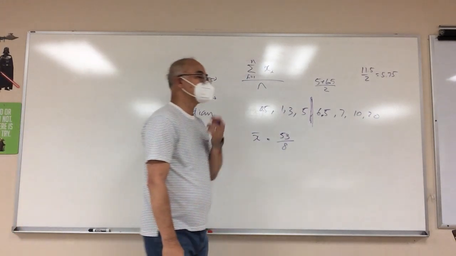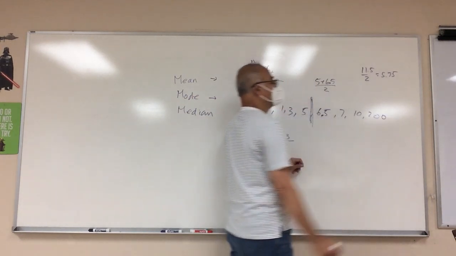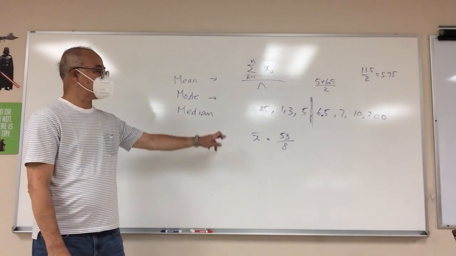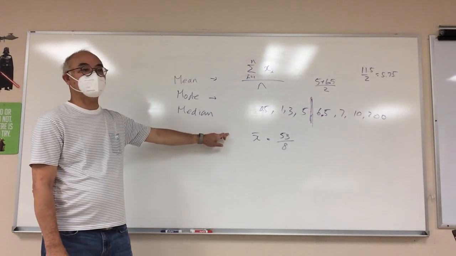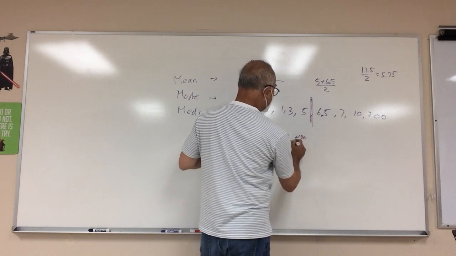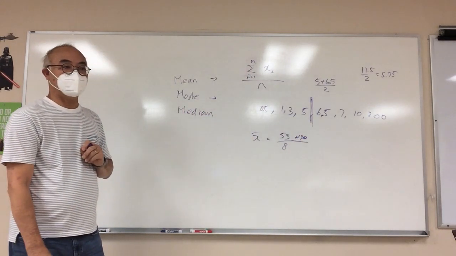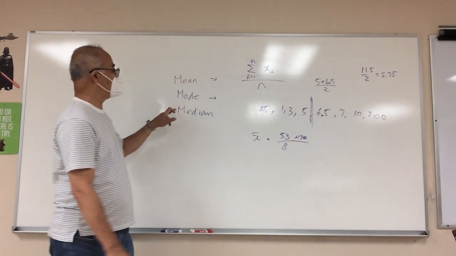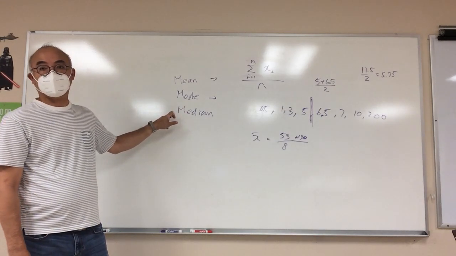What happens if my data set looks like this? Does the mean change? You betcha it changed, right? I went from 20 to 200, so I have to add another 180 and then divide it by 8. Right? Okay? Did the median change? My median is still the same.